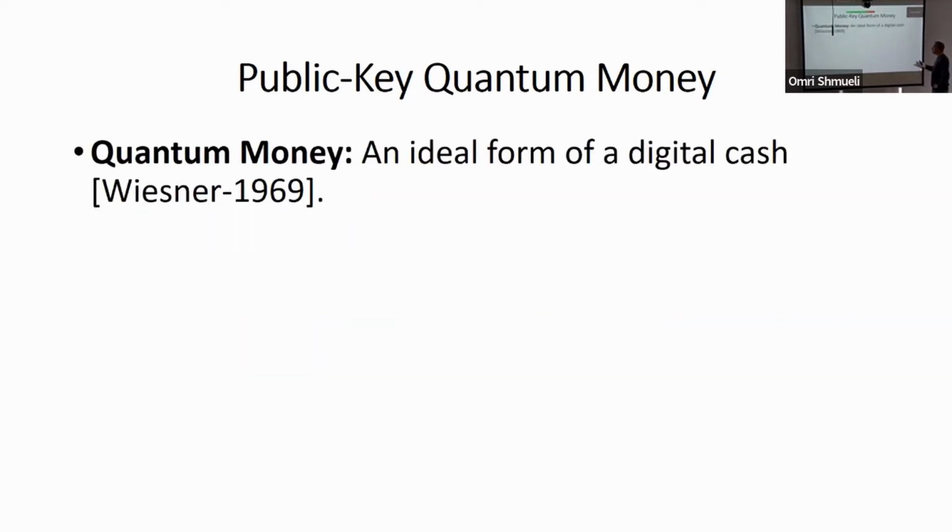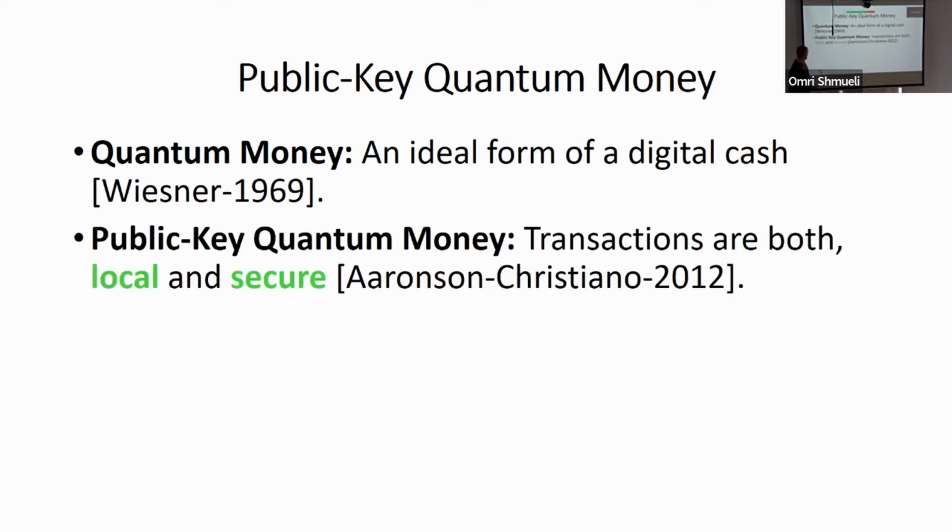And quantum money really needs no introduction, but just a few words. So the first version was introduced by Wiesner, as we said earlier. The idea was an ideal form of digital cash. And the public key version, whose definition we just saw, was introduced by Aaronson and Christiano. And the public key version really makes the definition behave like a true digital cash. Transactions are local, only the two parties that are involved in the transaction know about it. And it's secure because of the no cloning.